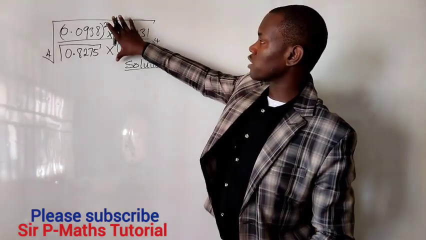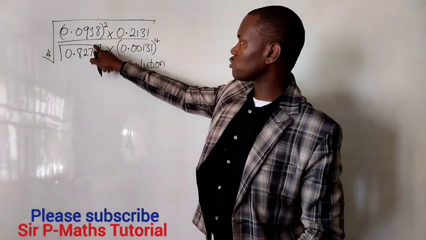Alright, so the first thing I will do is to expand the square roots everywhere. I'll remove the square root, remove the square root. So what I will have is 0.0938 raised to power 2 times 0.2131 over 0.8275 raised to power 1 over 2. Square root is same as power of 1 over 2, times 0.00131 raised to the power of 1 over 4, because the square root covered all of the problem.